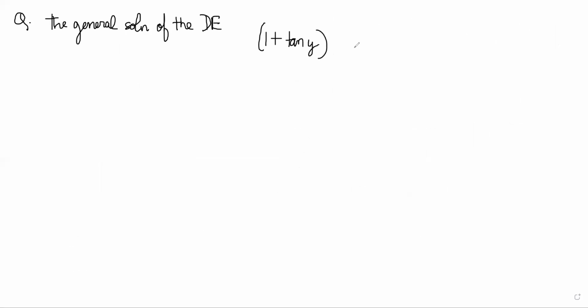Next one is the general solution of the differential equation. The differential equation is (1 plus tan y) dx minus dy plus 2x dy is equal to 0. You have to find the general solution for this differential equation.